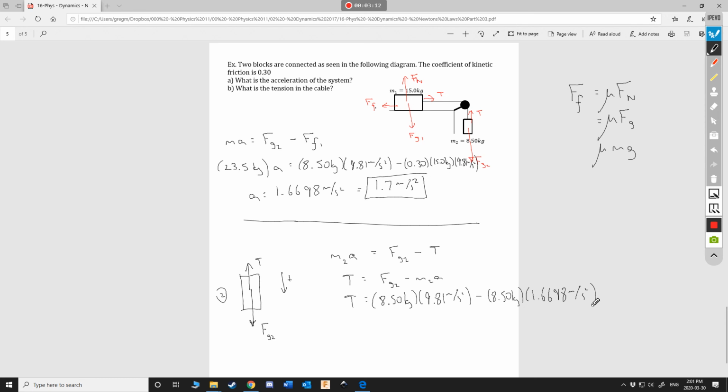Okay, so let's plug in 8.5 times 9.81 minus 8.5 times 1.6698. We get 69 newtons. Again, solve for the other scenario to confirm.